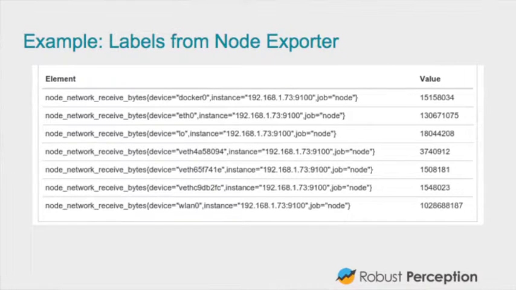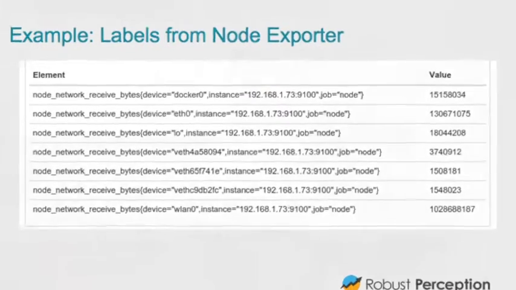So here's an actual example of some labels in Prometheus. This is from the node exporter, which is our machine agent. And the metric here is called node network receive bytes, which is, well, the amount of bytes the network card has received. And this is a Docker machine, so we can just see for each of them, we've got the instance label, the machine, and then each of those devices.